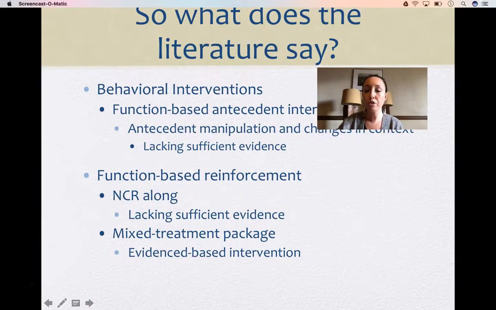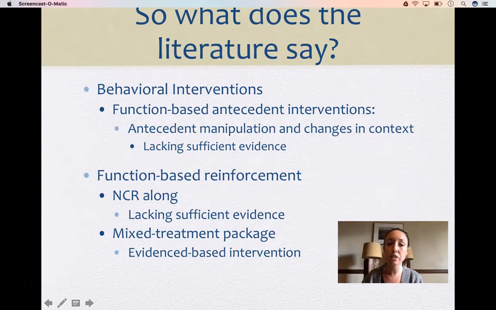So what does the literature say? What are the evidence-based practices for addressing aggressive behavior in individuals with intellectual disability? First and foremost, again, behavioral interventions, and these are function-based antecedent interventions. Remember, antecedents are those things that occur right before a behavior. Antecedent manipulation and changes in context alone is not sufficient.